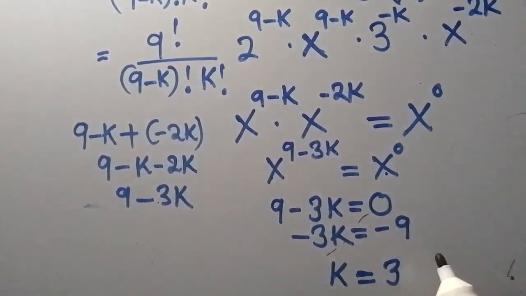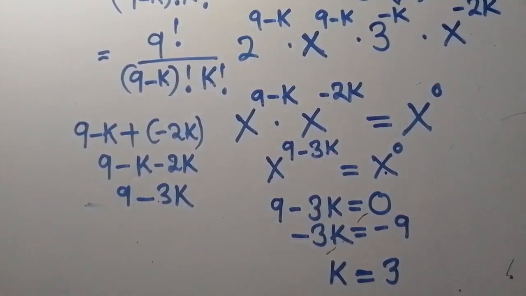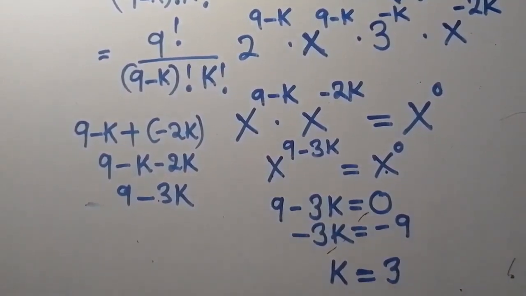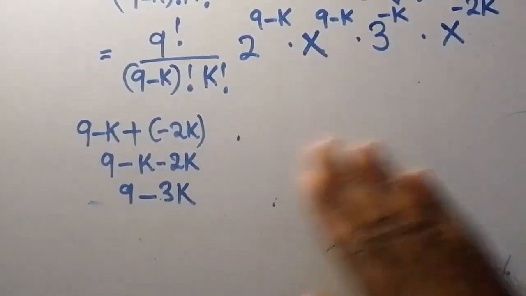If you divide negative 3k over negative 3, you discover that the value of k will be 3. So this is the value of k. We want to find the independent term. We now have k, which is 3, which has made our work easy now. So I know that k is 3. Don't forget, k is 3. So I'm going to work with this part here.